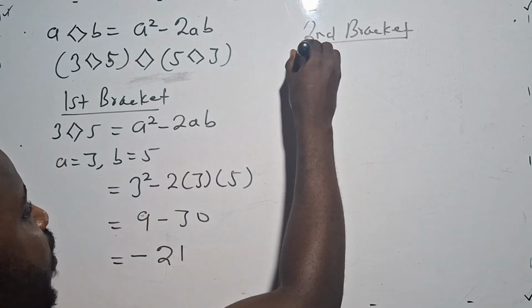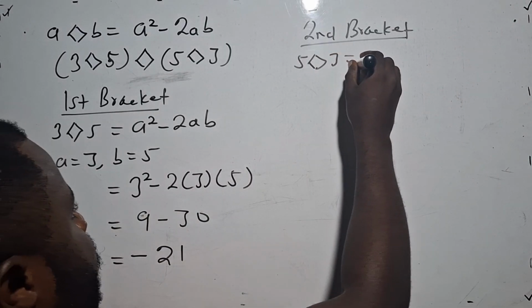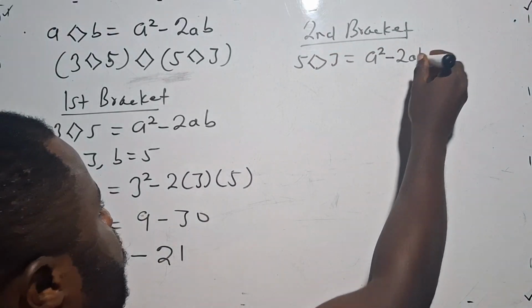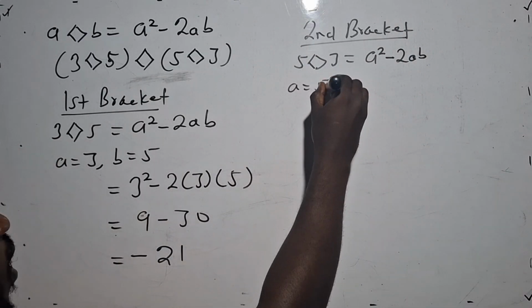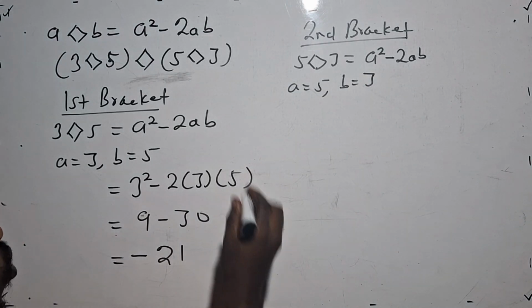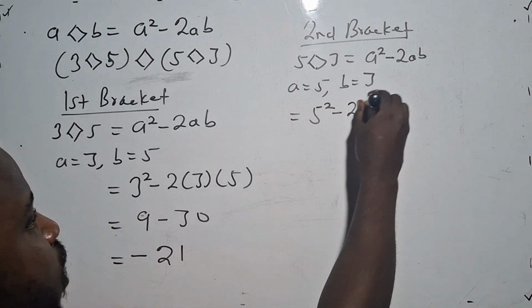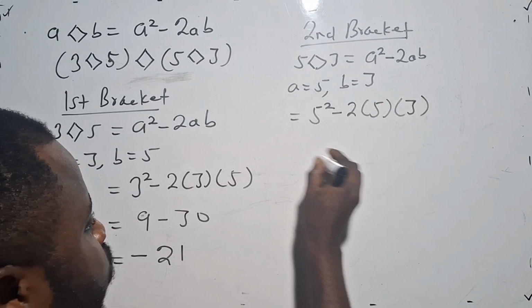Second bracket is 5 operation 3. With the same rule, a squared minus 2ab. So follow closely here. Here our a is 5 now, then the b is 3. So I'm going to use the same rule. So this one will be 5 squared minus 2 times 5 times 3.